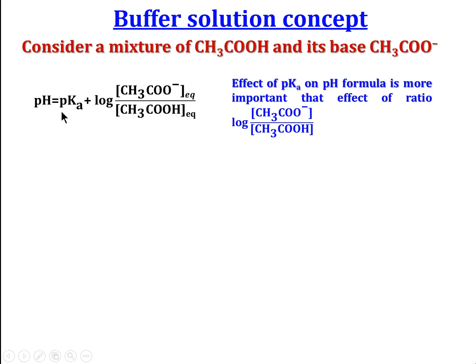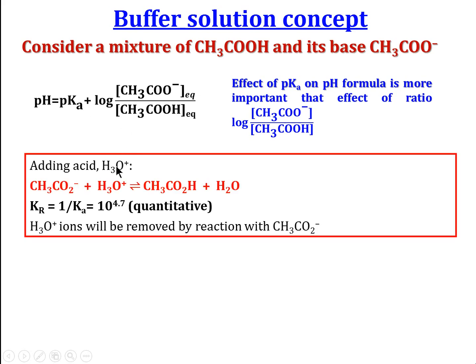In this type of formula, the pKa has a greater effect on pH than the log of the concentration ratio. If, for example, acetate is 10 times greater than acetic acid, the pH will increase by 1 unit. For this reason, the pKa has more effect on the pH.